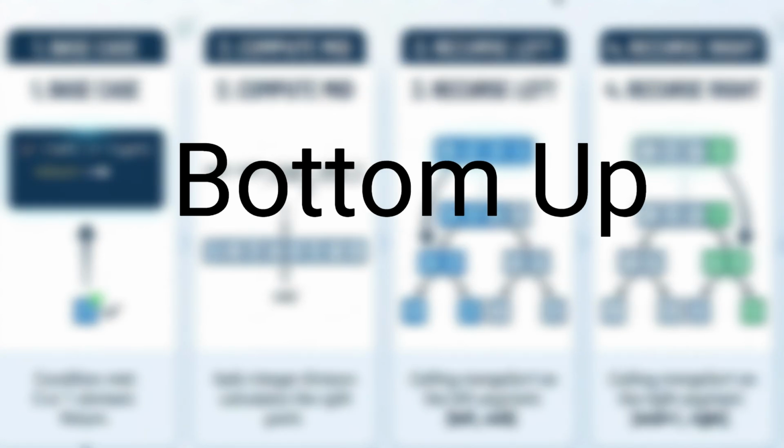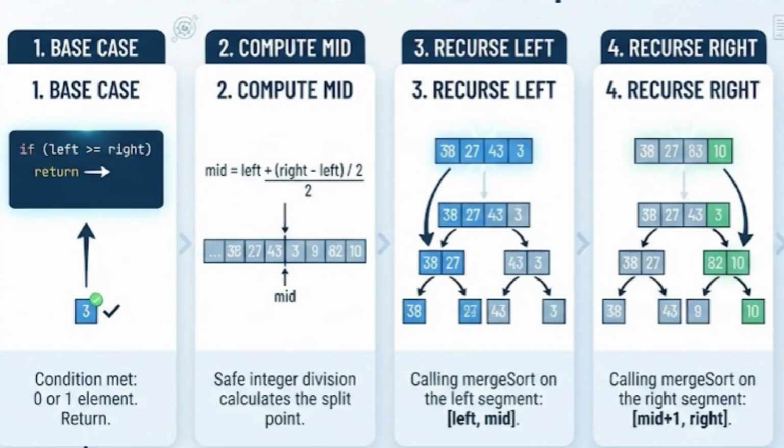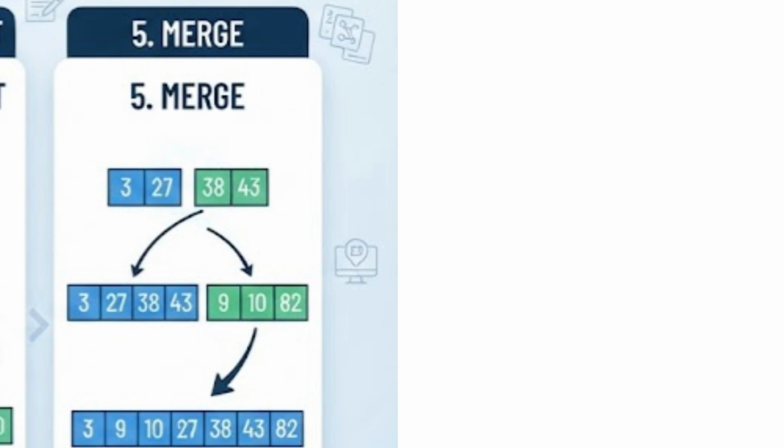And number 4 is merge. Once the smallest units are reached, the algorithm begins the conquer phase. It calls the merge function to combine these tiny sorted segments back together. As the stack unwinds, it compares elements from the two halves and reconstructs the array in the correct sorted order until the entire sequence is complete.